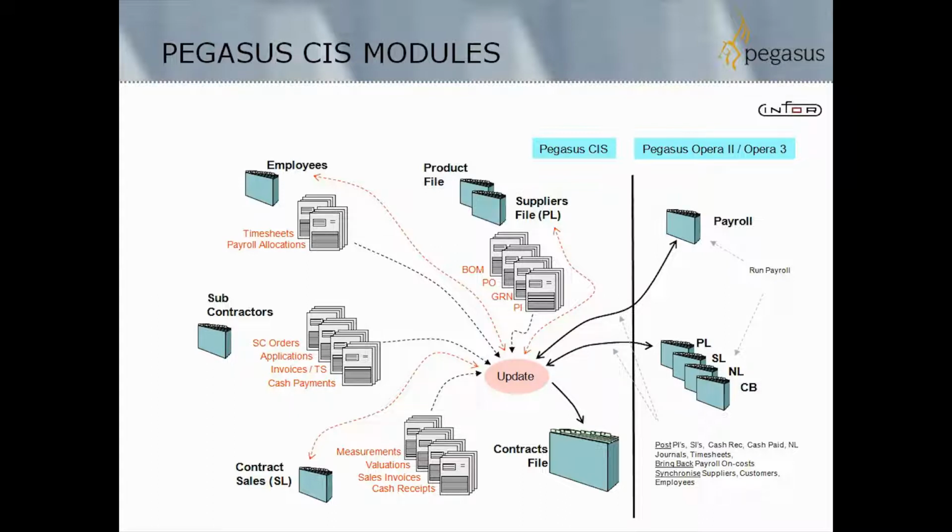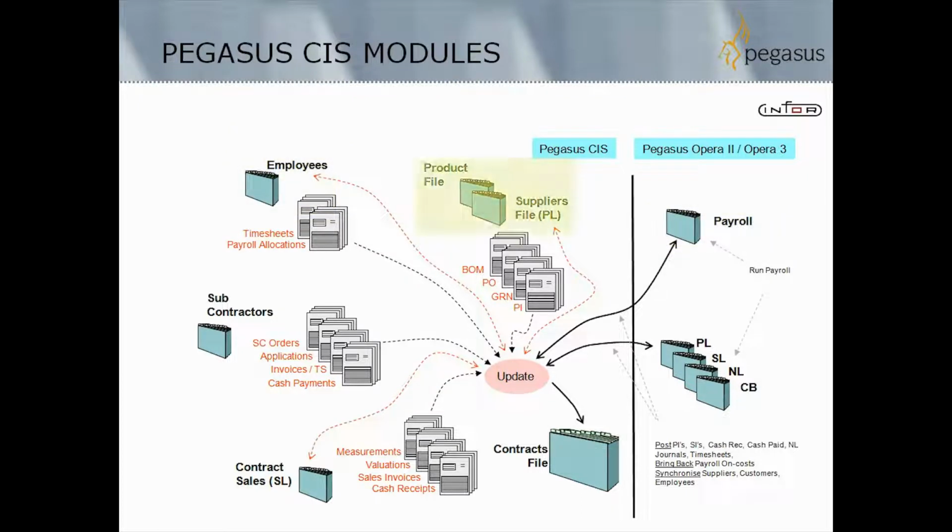We have an employees module. This is synchronized with the payroll so that it knows the pay rates for your employees. It then allows you to go through and enter the timesheets for your employees, and it posts both the times and the costs through to the contracts file, and the related timesheets will end up within the payroll so that you pay your employees in the normal way, and it generates the pay slips from within the payroll itself.